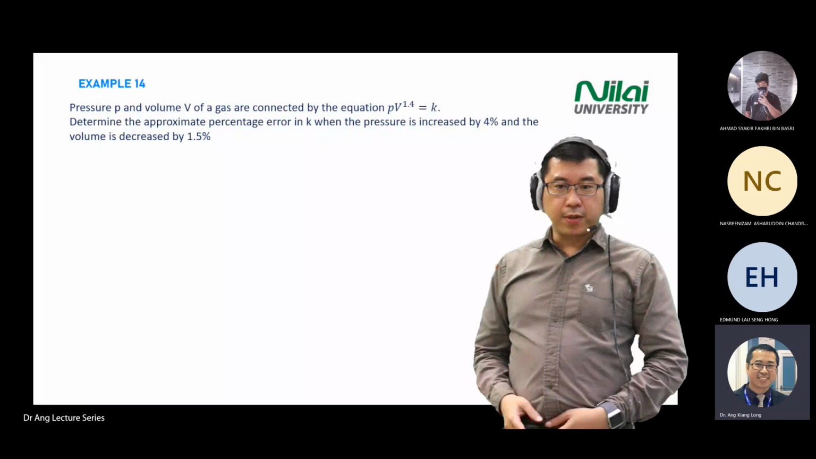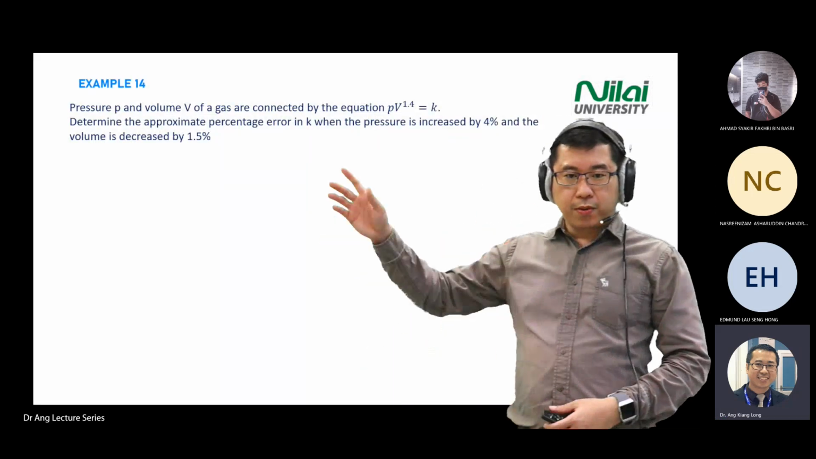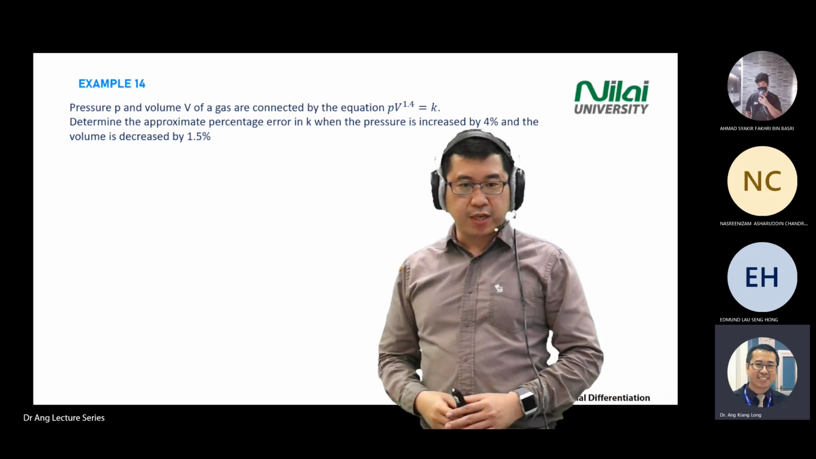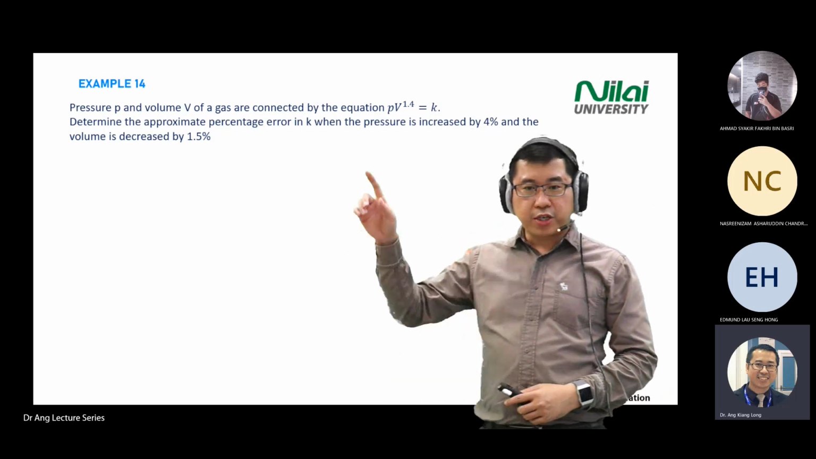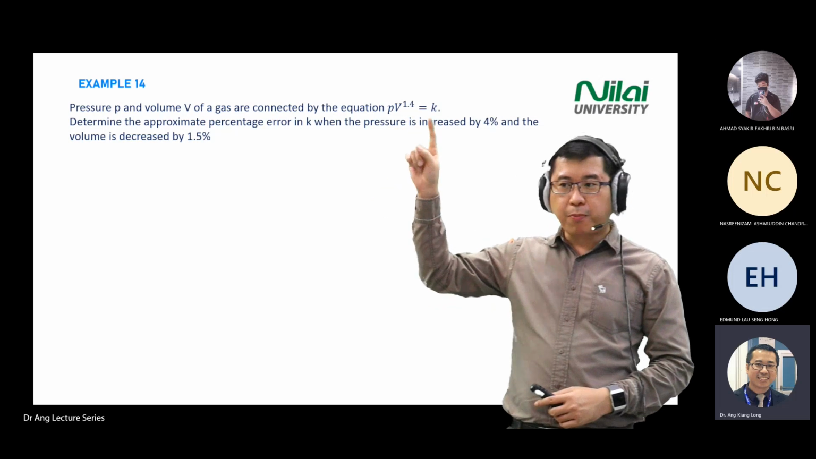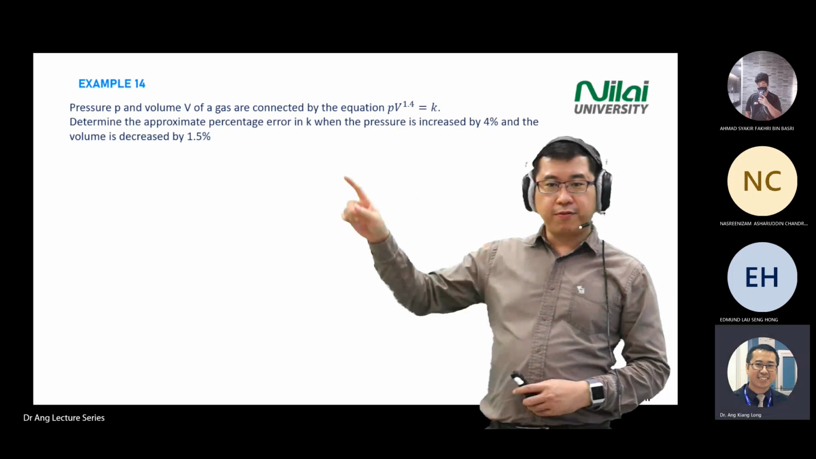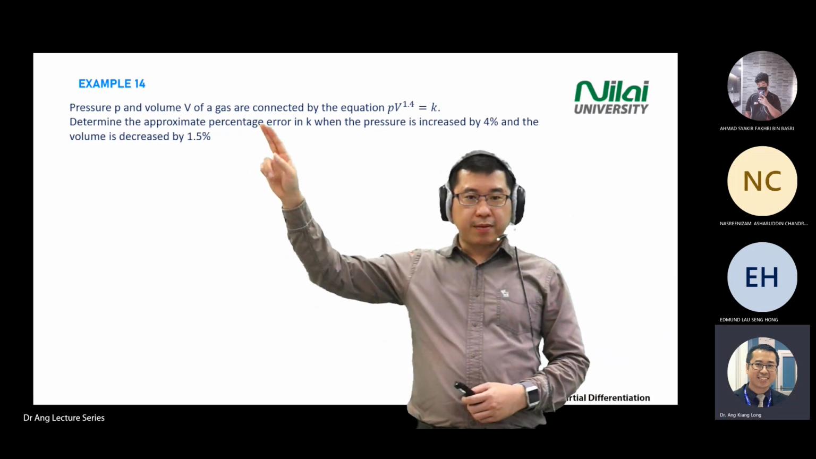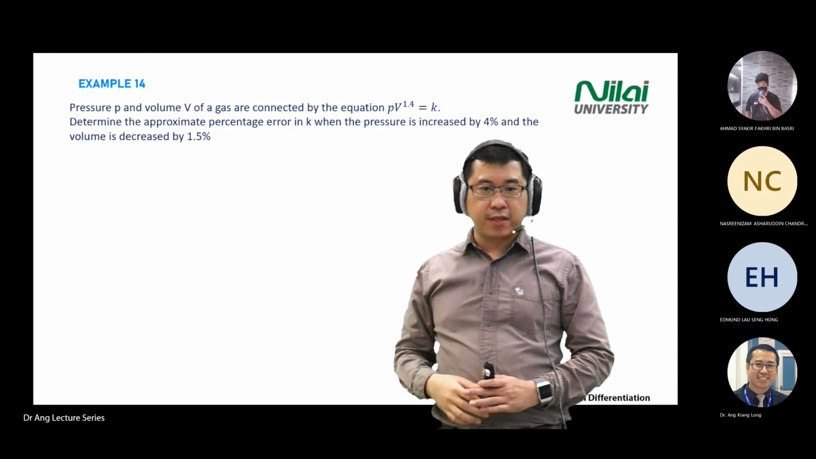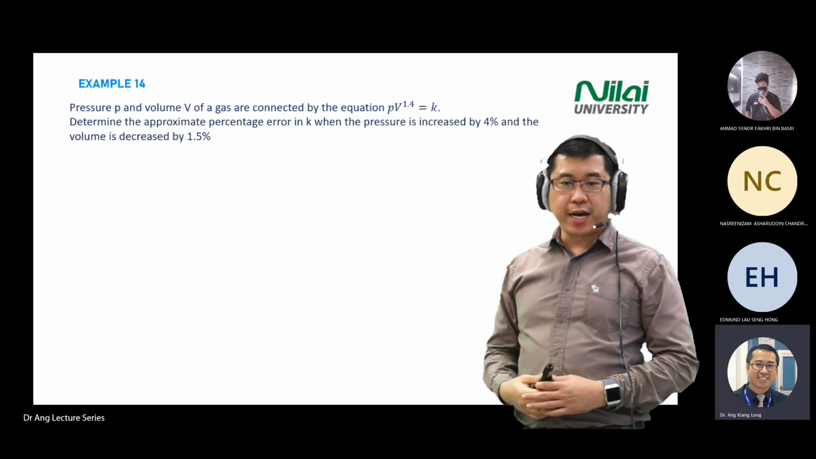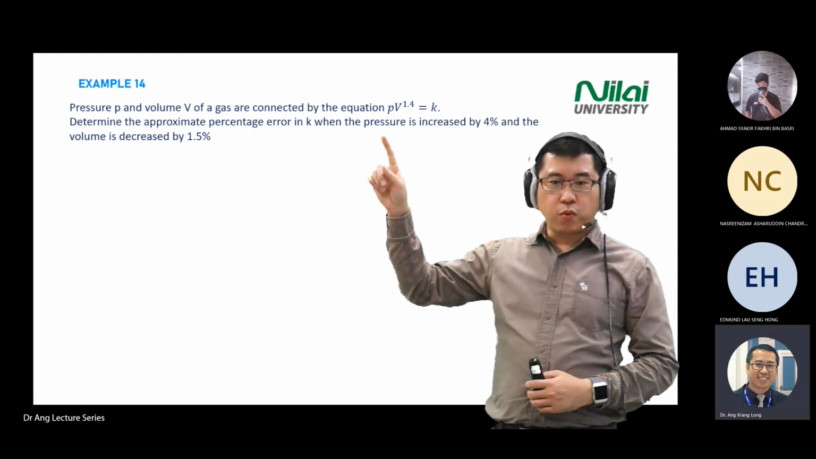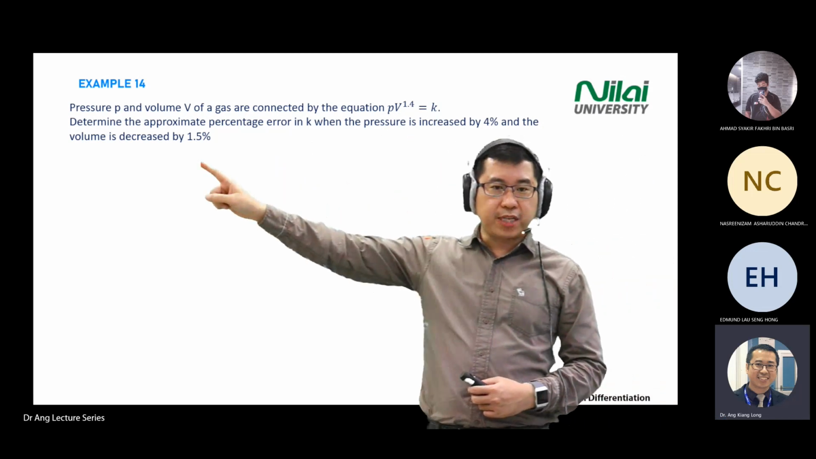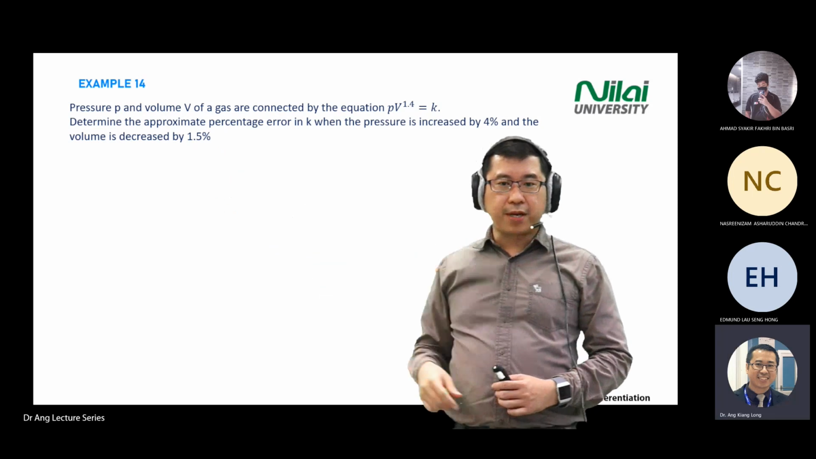Okay, let's look at one example. Example 14 states that pressure P and volume V of a gas are connected with the equation PV^1.4 = K. So you're given one equation, and the question asks you to approximate the percentage error in K when pressure is increased 4% and the volume decreased 1.5%.